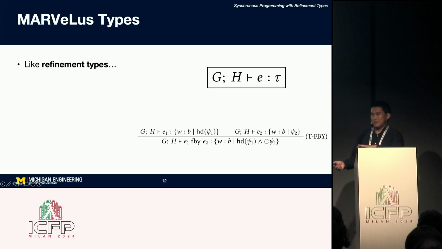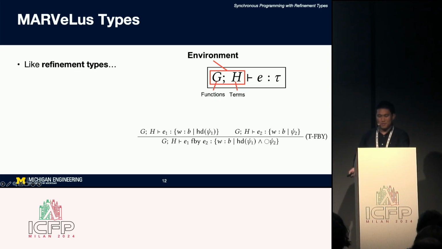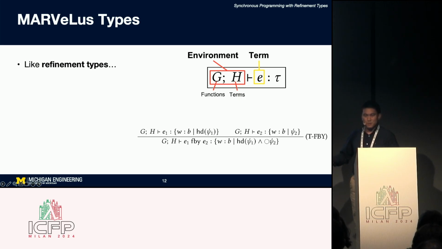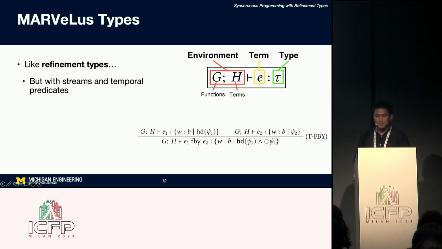The other half of this is, of course, we need typing rules. As I said before, we're pretty big fans of refinement types, but we can't really just use refinement types out of the box here. We have to take into account that we're working with streams here. So like the standard refinement type system, we have our usual environment here, but again, also broken up into functions and terms separately. You have some term that types to some value tau. It's pretty standard stuff here, but we need to deal with streams and temporal predicates as well.